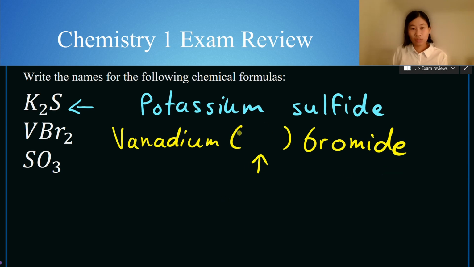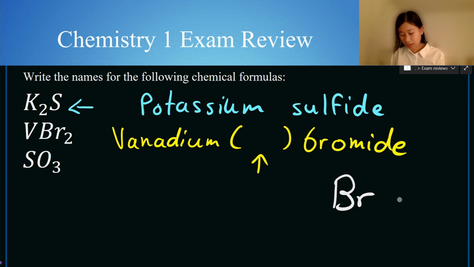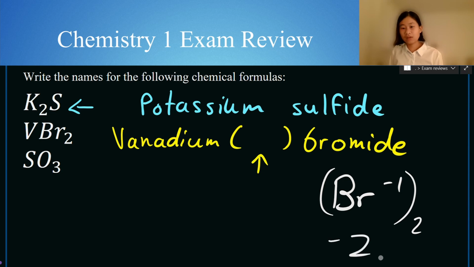Now, let us find the charge of vanadium here. Why do we have to do that? We can't get it from the periodic table, so we're going to look at what we do know. What we do know is that bromine has a -1 charge. So 1 bromine, -1 charge, and we have 2 bromines. So we multiply this by 2, giving us a -2 charge from the bromine atoms.